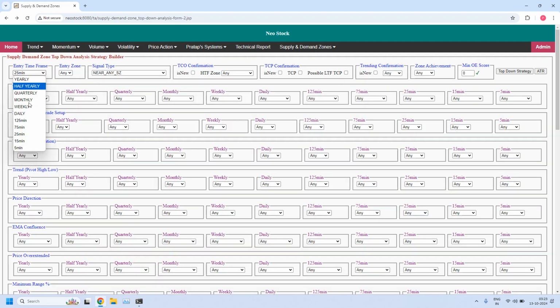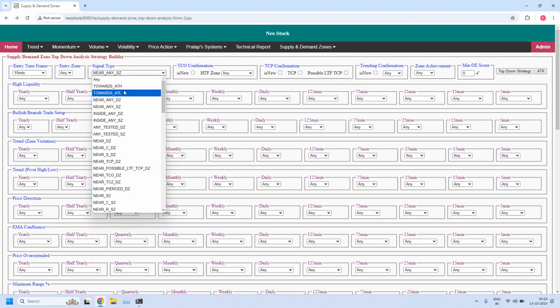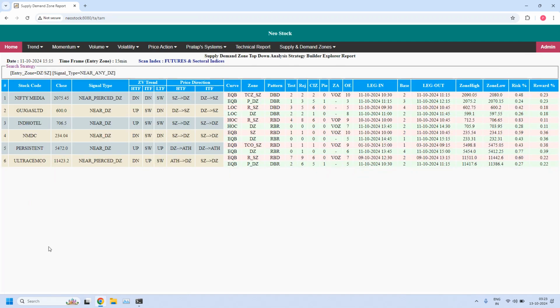Next time frame is 15 minutes. Let us find the stocks near 15 minutes demand zone. 6 stocks are filtered. Some of these demand zones are pierced. You have to ignore them.